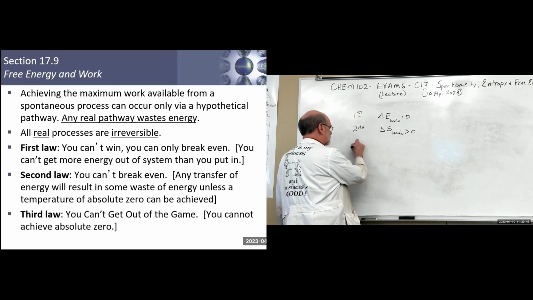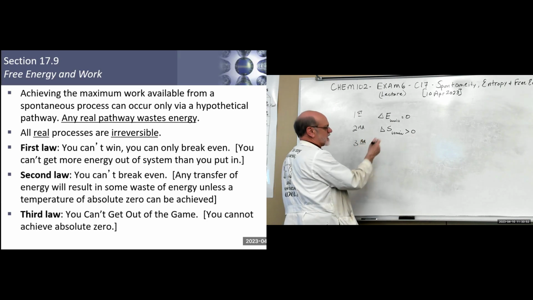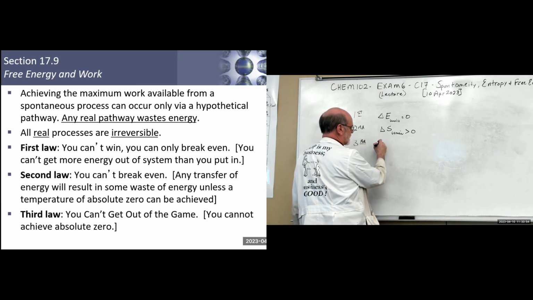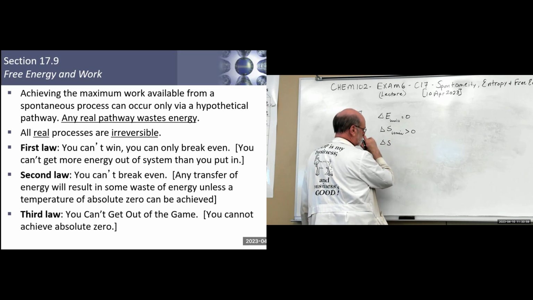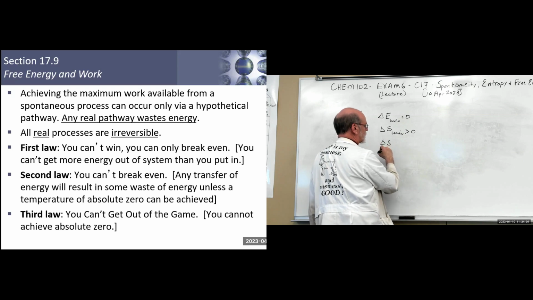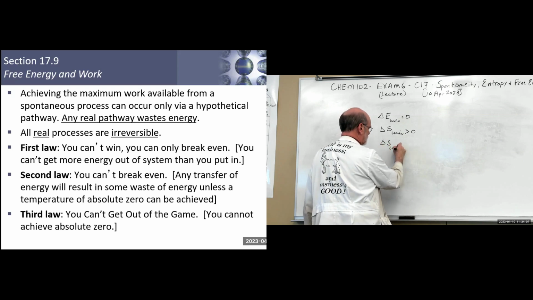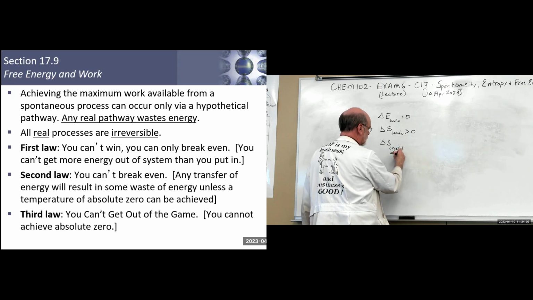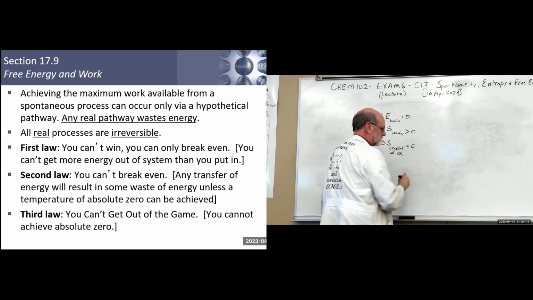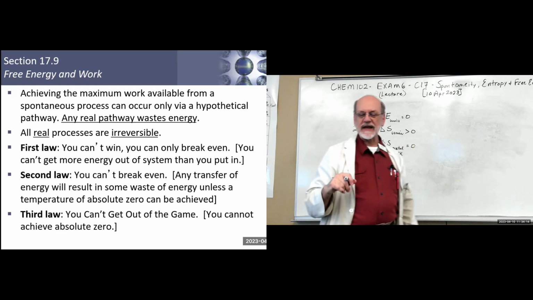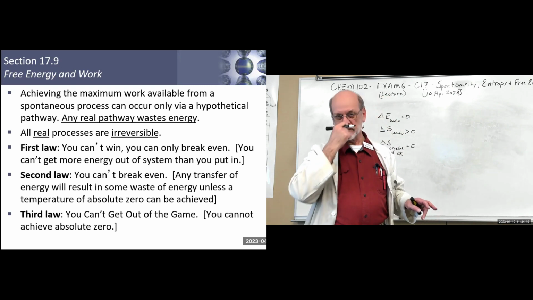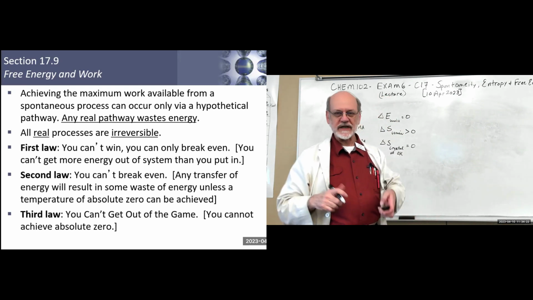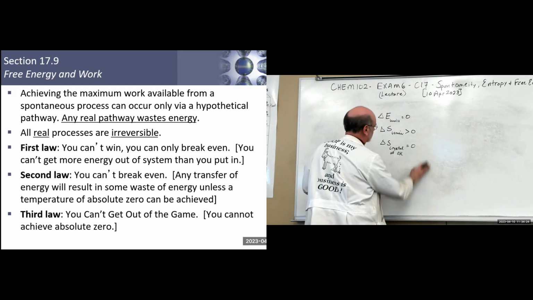And the third law doesn't have a formula. It just says, well, I guess it does. The entropy of a perfect crystal at 0 K is equal to 0. That just means that you can't get out of the game because you can never achieve absolute 0. We're stuck. We're stuck in the game. All right.